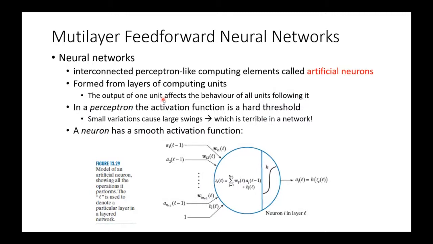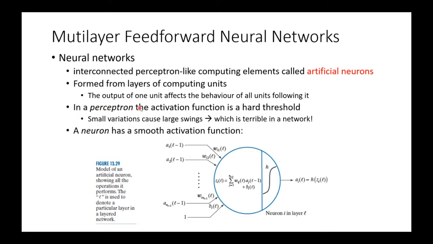Now we get to the multi-layer feed-forward neural networks. So basically, we're talking now about networks of these interconnected perceptron-like computing elements that we call artificial neurons. It's formed by layers of computing units, layers of these artificial neurons. The output of one unit affects the behavior of all units following it.